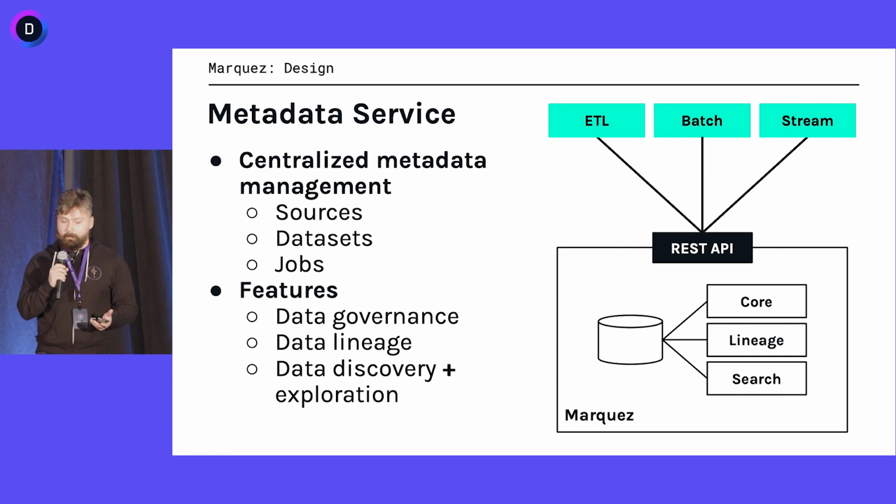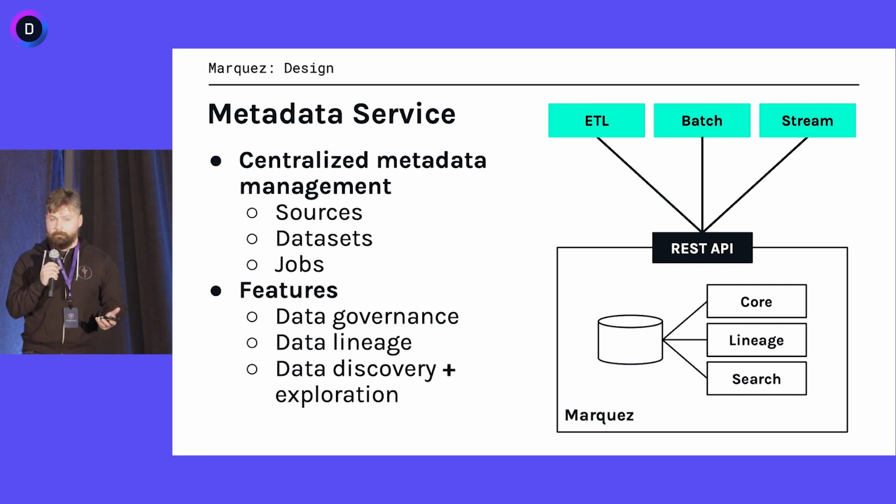So if you look at the diagram on the right, you'll see there are different use cases. Your ETL jobs, so Airflow is one example, and a few others. There's batch, and we're also looking to improve the OpenLineage spec to support streaming. But streaming datasets are something that's supported in Marquez, and you post that metadata through a REST API.